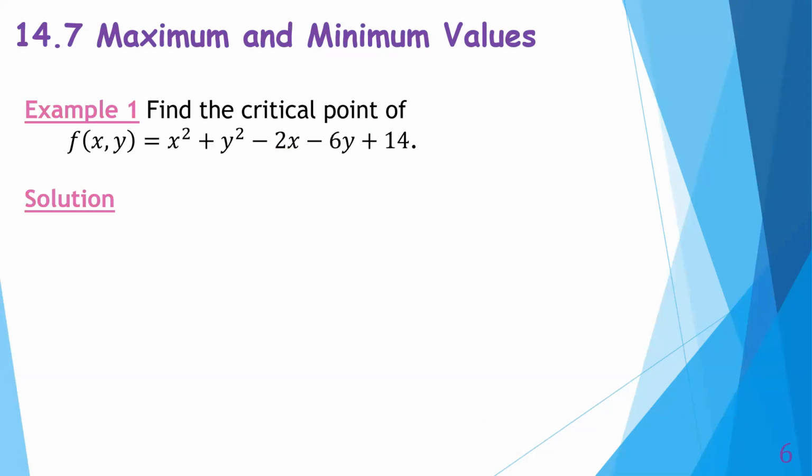So let's do a first example and then decide whether it's a maximum, a minimum, or something else, okay? So how to find the critical points of this function of two variables? Who has an idea? First, you find the partial derivatives with respect to x and y, and then make them zero. Okay, good.